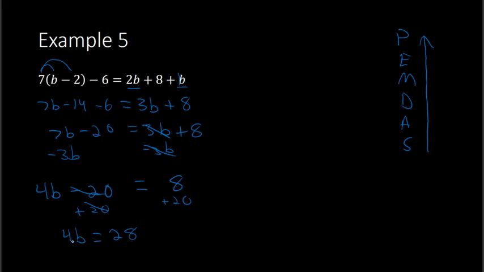So now to finish off, this is 4 times b. So I get rid of the 4 by dividing. So I divide both sides by 4. The 4's cancel. I have b on the left side, and on the right I have 28 over 4, which would equal 7. So my solution is b equals 7.